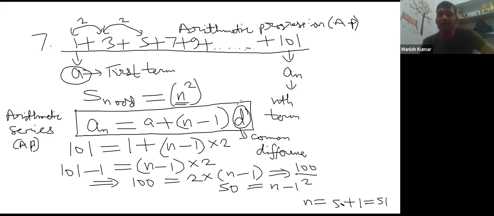N minus 1, n we don't know in the equation. An means the nth term, that is the last term, that is 101. And we know the formula an equals a plus (n minus 1) into d. From that only we have found n. Now, if n is equal to 51, then we just have to find n square, that is 51 square, because we know that the sum of first n odd numbers is given by n square, that we have already written. So what will be the value of 51 square?